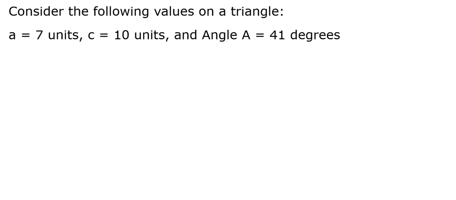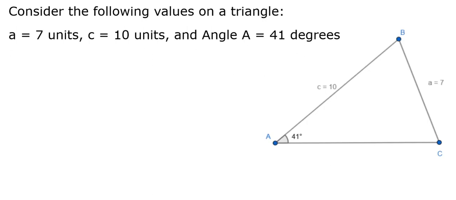And if you were to try to sketch out a picture of this, you might get something that looks like this triangle here. And we can see angle A is set at 41. We have side C, which is opposite angle C, and side A, which is opposite angle A, as is typical convention. If you were trying to solve this triangle, which is a reasonable thing to want to do, finding the other two angles and the missing side length, the first step, and really the only step you can do, is to use the sine law.